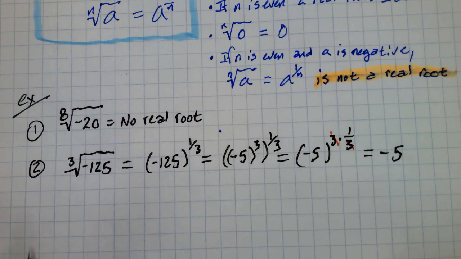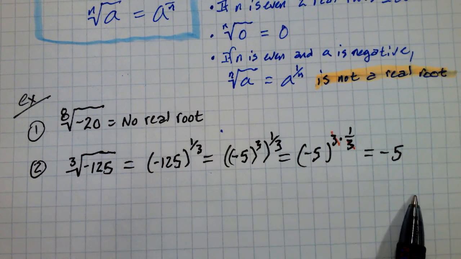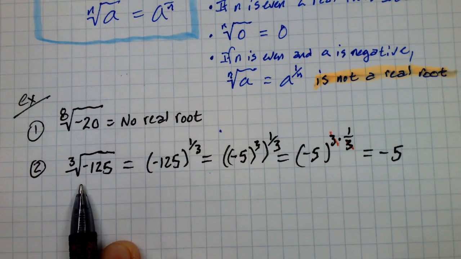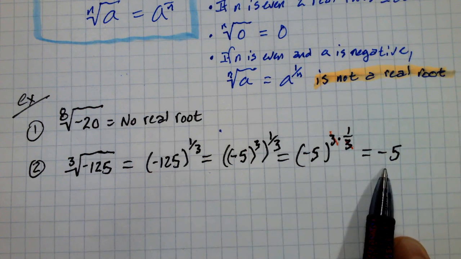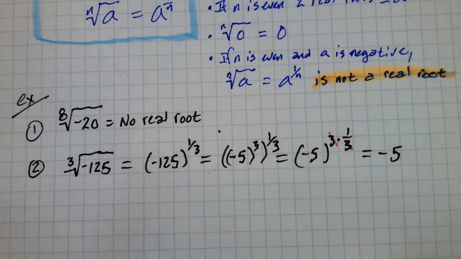We're not always going to write all this out. It would have just been much quicker to realize negative 5 times negative 5 times negative 5. But I just want to show you how the whole process works, because on some questions, we are going to have to expand this out. Okay? Any questions so far?